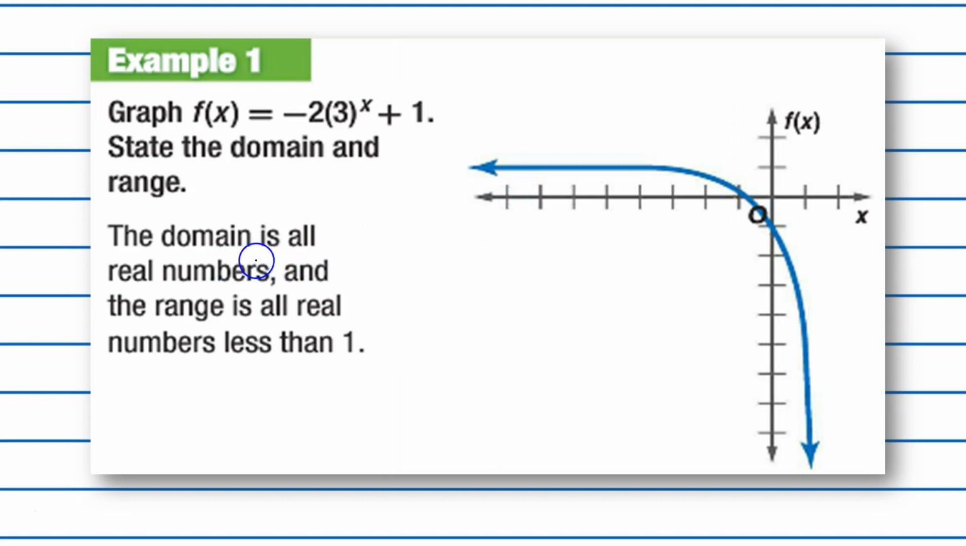Then we see that the domain is all real numbers. Remember, the domain represents our x values. Our x values do not have any limits. So keep on going. And our range is all real numbers less than 1. And I say that because you're going to see it's never going to go past this 1. So it's going to be less than 1.